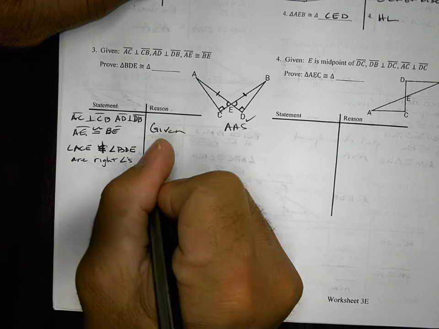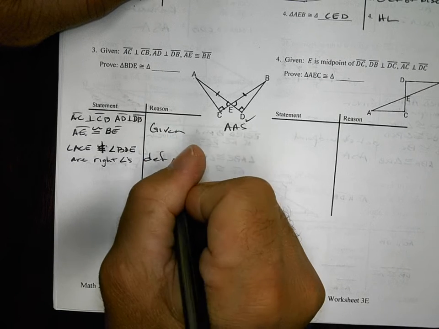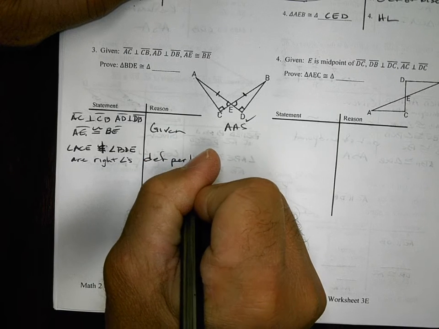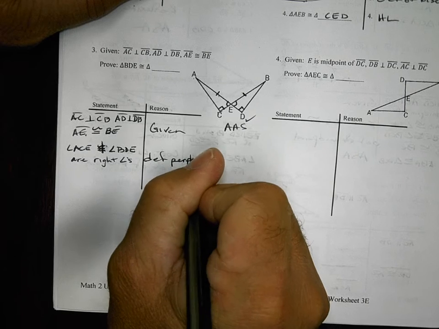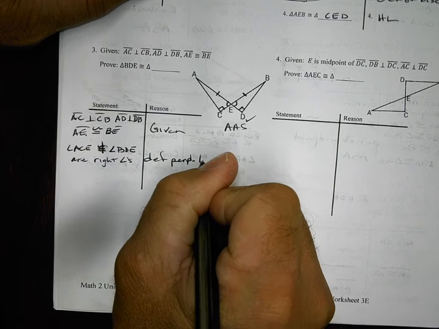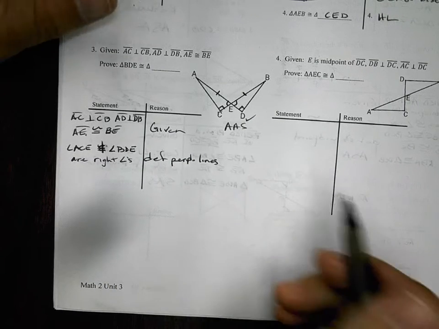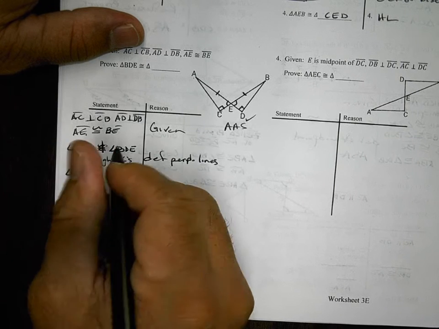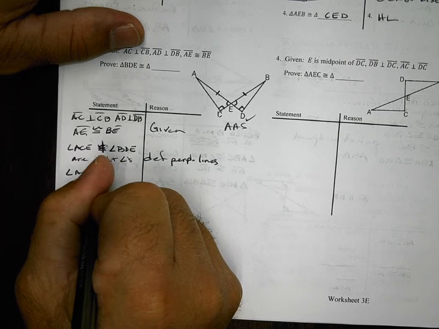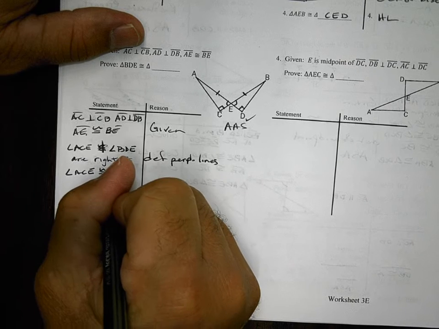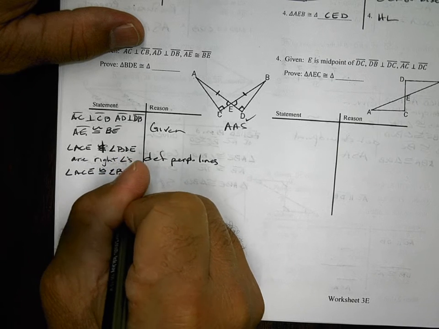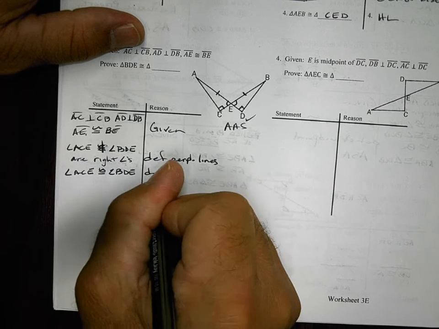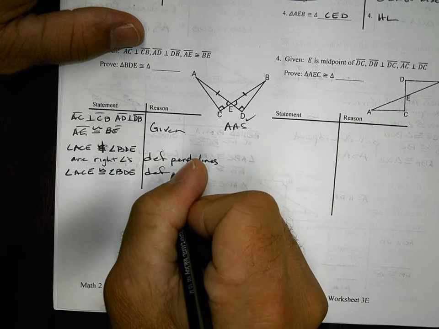And then we're going to put definition of perpendicular lines. And then we're going to put ACE. If you didn't put this, it's okay. ACE is congruent to BDE. And then we'll put definition of right angles.